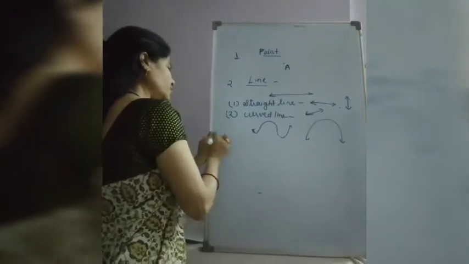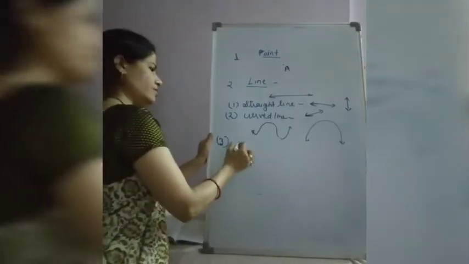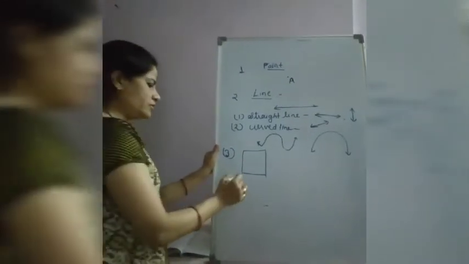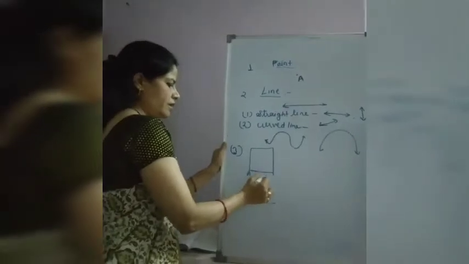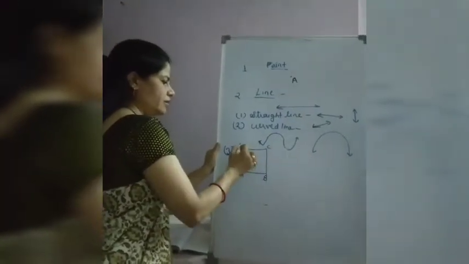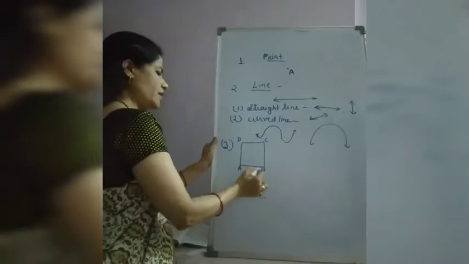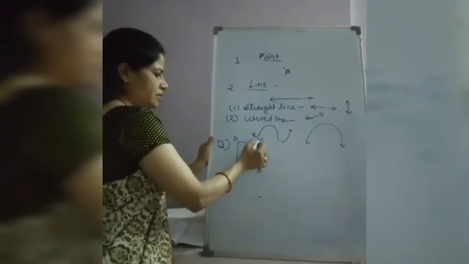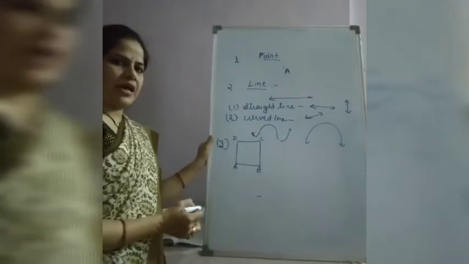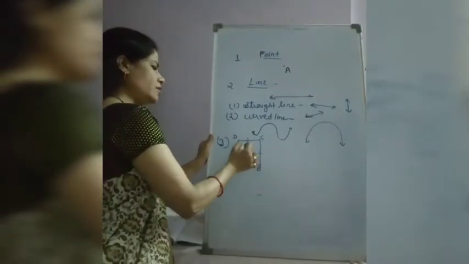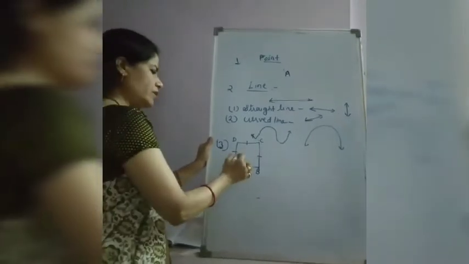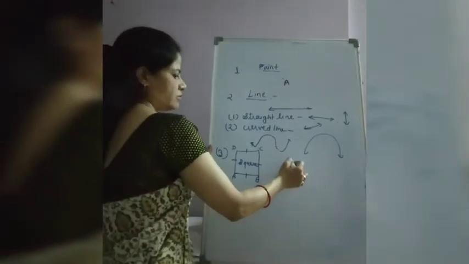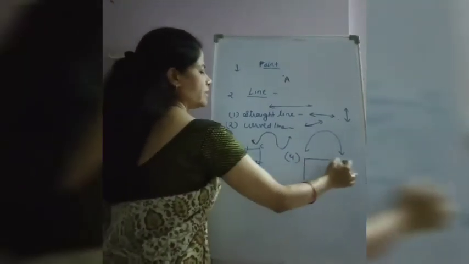Now third thing, you have learned about square. What is square? Square has four corners, A, B, C, D. A square has four corners and four sides, AB, BC, CD and DA. And in square all the sides are equal. Now next shape is of rectangle.